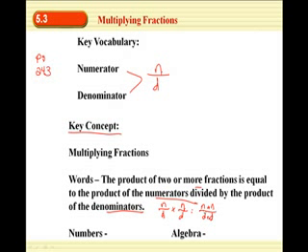So here's some numbers. 3/4 times 5/8. That would be 15 over 32. Top times top, bottom times bottom. Okay, algebra would be A over B times C over D. So A times C over B times D. Top times top, bottom times bottom, or numerator times numerator, denominator times denominator.